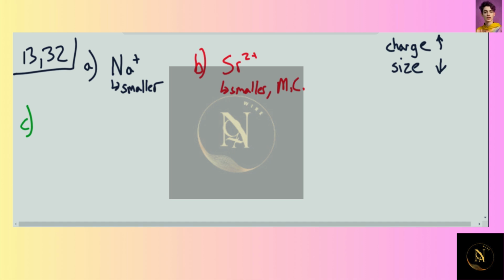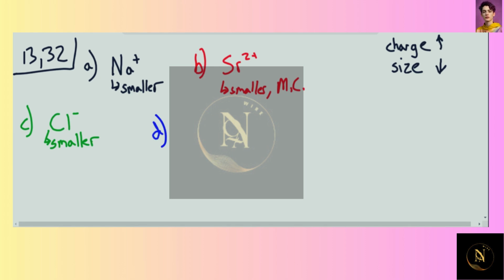Now, this is where it's important to remember the periodic trends. It might be easy to think sodium would be smaller because it has the lower atomic number, but it's actually chlorine, because if you remember, size decreases as you go across the period because of the larger number of protons able to hold the electrons closer to the nucleus. So chlorine is smaller.